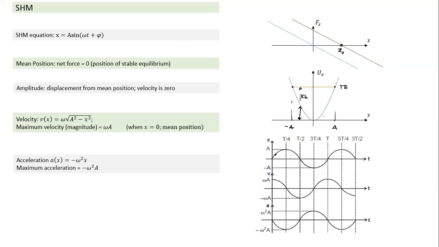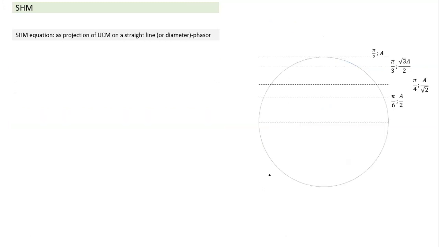And we notice here x and acceleration. Displacement and acceleration, they are out of phase. There is a phase difference of 180 degrees between displacement and acceleration.